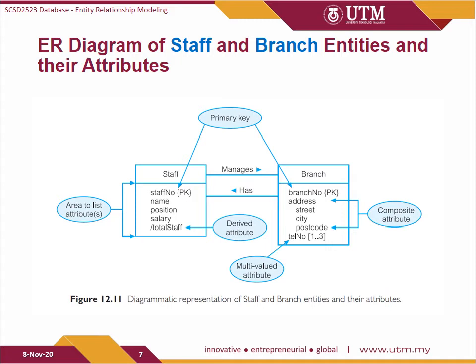For multi-valued attributes, we label the attribute name with an indication of the range of values available for the attribute. For example, we label the telephone number attribute with the range 1..3. This means that the telephone number attribute holds 1 to a maximum of 3 values. And for derived attributes, we prefix the attribute name with a slash symbol. For example, the derived attribute of the staff entity type is shown in this figure as slash total staff.